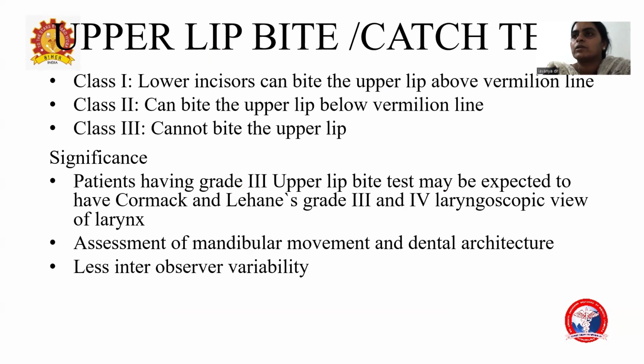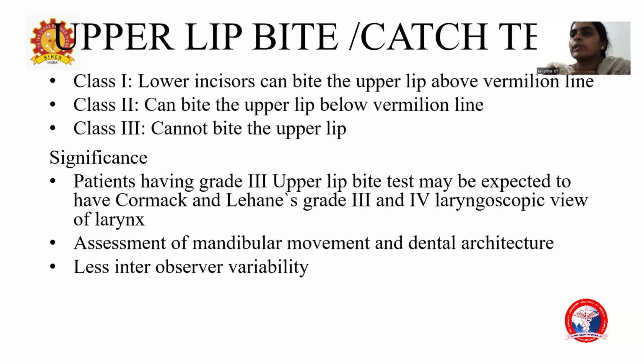Then the upper lip bite test. It is classified as 1, 2, 3. Class 1, lower incisors can bite the upper lip above the vermilion line. Class 2 can bite the upper lip but below the vermilion line. And class 3 cannot bite the upper lip. What it signifies is that a patient having grade 3 upper lip bite test may be expected to have Cormack-Lehane grade 3 or 4 laryngoscopic view of the larynx. So grade 3 of the upper lip bite test corresponds to Cormack-Lehane grade 3 and 4.